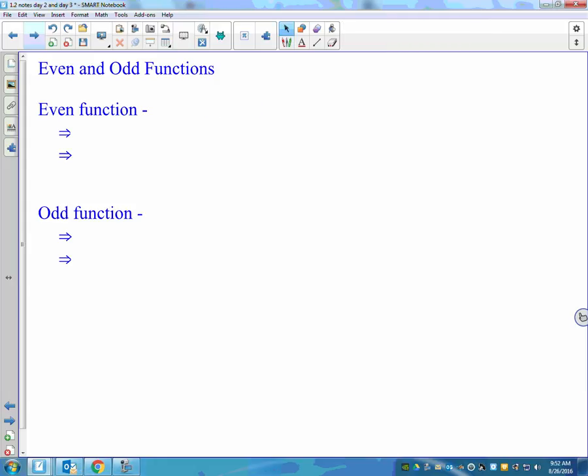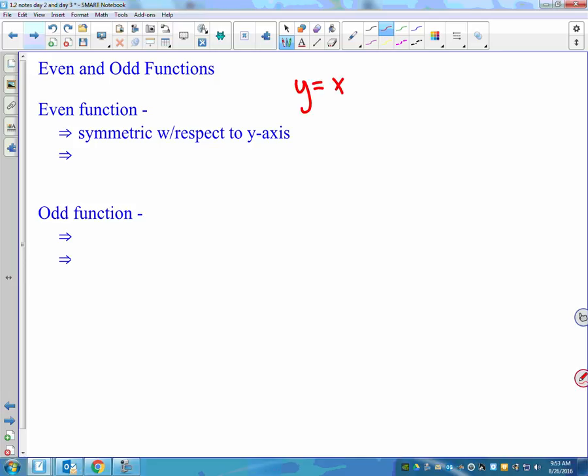Okay, even functions. You know what an even function is? If it's even, that means it's symmetric with the y-axis. So what's a good example of an equation that's symmetric with the y-axis? Just y equals x squared. Good old basic quadratic, right?